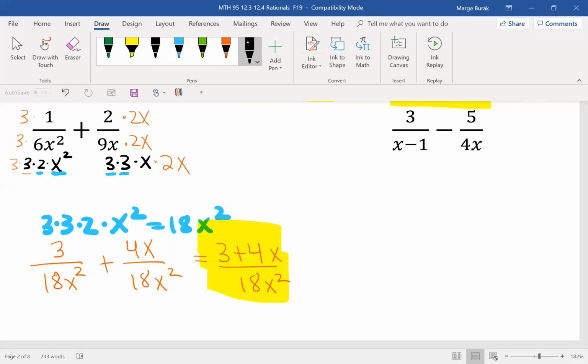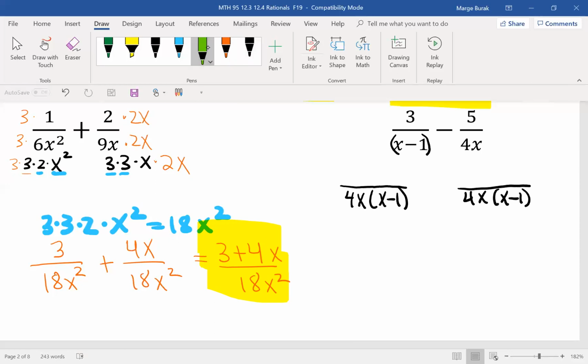Okay, so now let's look at this. We have x minus 1, which is all one factor, it can't be factored. And we have 4x. So really, we have x minus 1 and 4 and x. So really, we need all of these. We need a 4, we need an x, and we need an x minus 1 in our denominator.